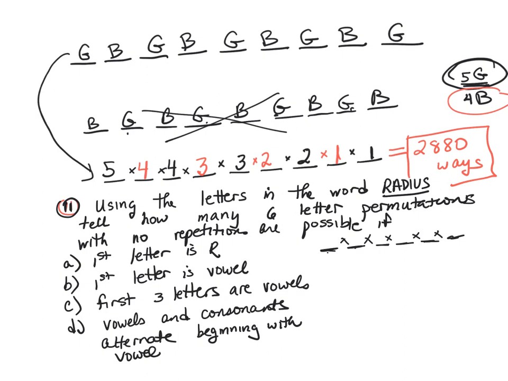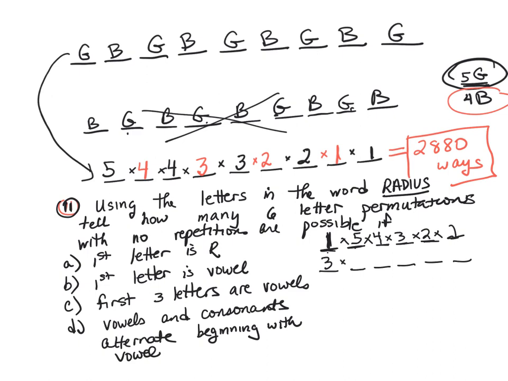The first letter has to be an R. There's one way to fill that: just pick the R. But we've got 5 letters left over, so we have 5, 4, 3, 2, 1 ways, or 5 factorial, because the first letter was predetermined. If the first letter has to be a vowel, well, there are 3 vowels to pick from.